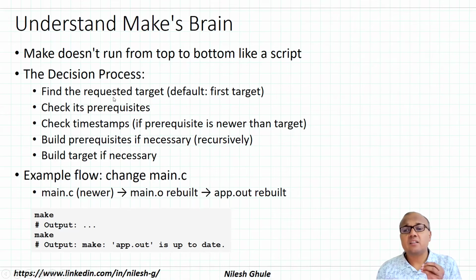So you understand how exactly make works. First of all, it will find the requested target, and the default requested target is the first target in the file. For our case, it was app.out. Then it will check its prerequisites. The prerequisites are product.o and main.o. It will also check the timestamps. So are product.o and main.o newer? Or if they are not created, then they themselves are dependent on which files? Product.c, main.c. Are those files modified? It will be checked. And then if required, only the modified files are recompiled, and then the final dependent target will be rebuilt. This is how the make command works.